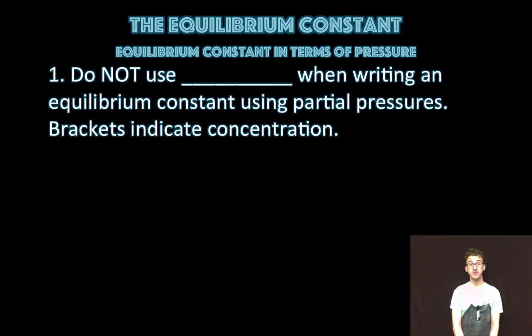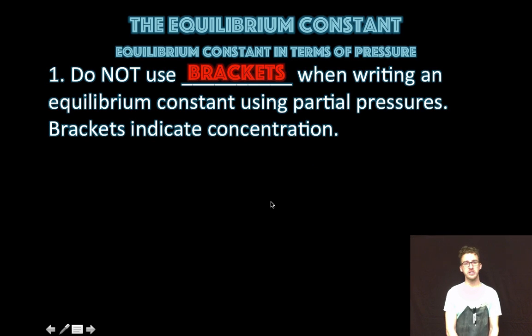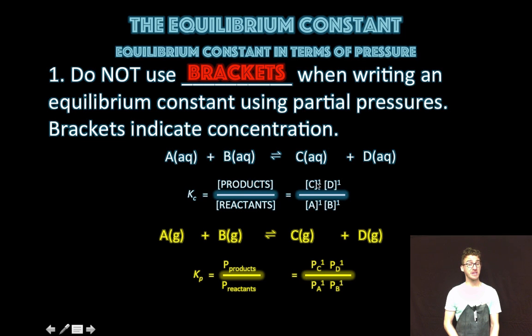Similar. Notice that here we're expressing the partial pressures of our products over the partial pressures of our reactants. Some important differences though. Ensure not to use brackets when writing an equilibrium constant using partial pressures. Brackets indicate concentration, not pressure. So notice with Kc, we will use brackets, but with Kp, we're simply going to use a large letter P to indicate partial pressure, and then the subscript is the formula for that reactant or product, raised to, again, the stoichiometric coefficients in the balanced chemical equation. That part stays the same.